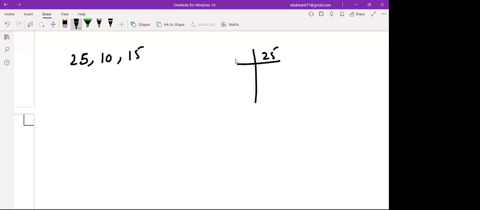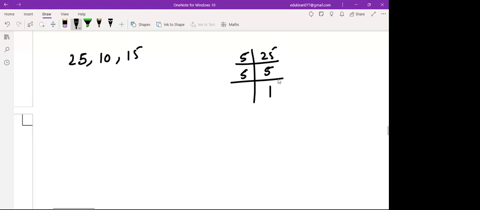You will start with the 2 table. Does 25 come in the 2 table? No. 3 table, no. 4 table, no. 5 table, yes. 5 fives are 25, and 5 fives are 1. You have to keep doing it until you get 1.